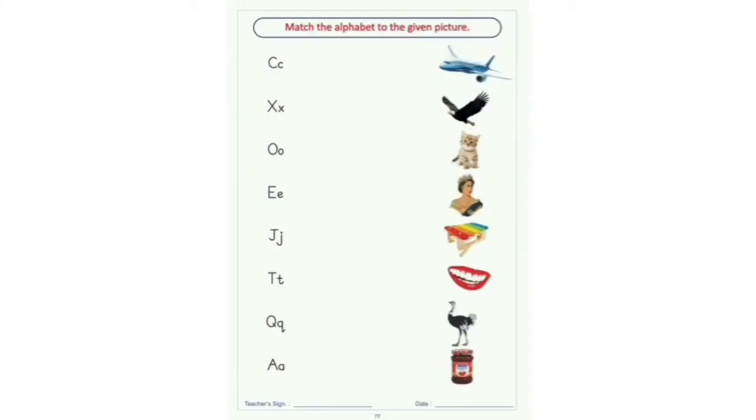Here is the solution of the worksheet that I gave you yesterday. Children, in this worksheet you have to match the alphabet to the given picture. This is alphabet C, C for cat. So you will match alphabet C with a cat.